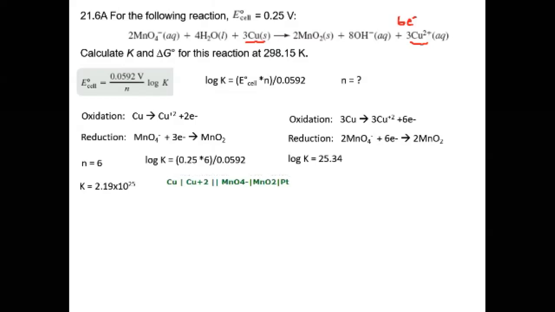Now to calculate delta G, remember that delta G equals negative NF E of cell. So F is the Faraday constant, and N is the moles of electrons transferred. So that's 6. Now we can plug it in and solve for delta G.